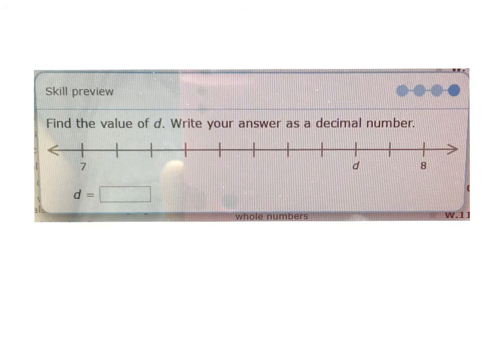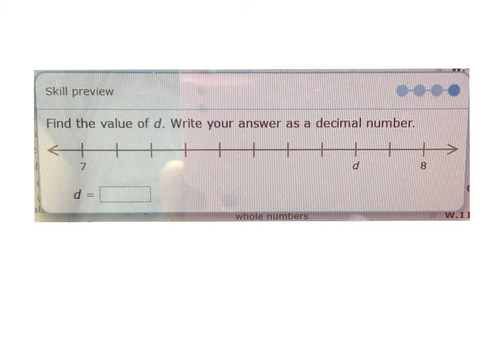This last example says, find the value of d. Write your answer as a decimal number. I noticed the numbers we have so far are whole number 7, whole number 8. We have 1, 2, 3, 4, 5, 6, 7, 8, 9, 10 intervals. So again, if there's 10 intervals, it suggests we're going to be splitting into tenths. So let's write that in. I think it was a good idea.